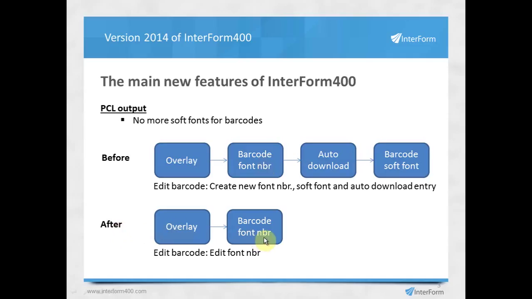With the change, all you need to do is just create a barcode font number. You are able to see the parameters you specified when you created that font number, and simply just go back and edit that if you want. So much easier to work with.